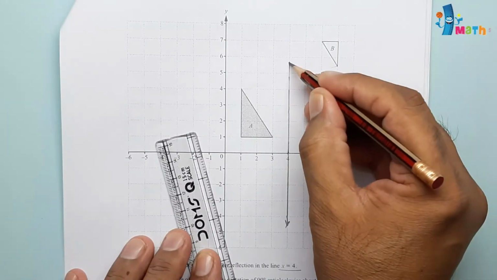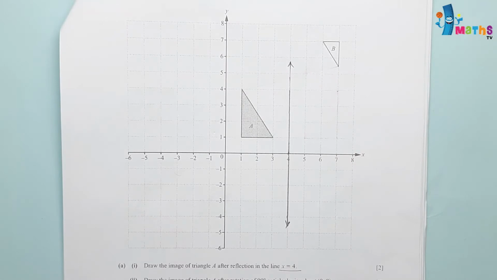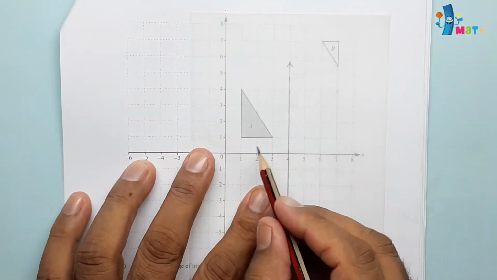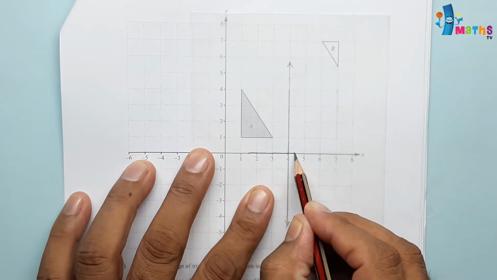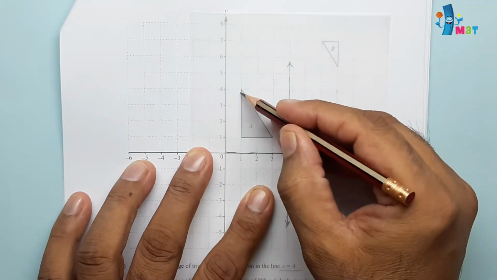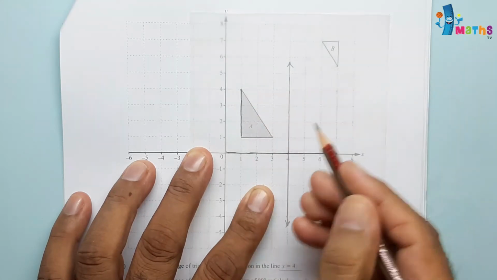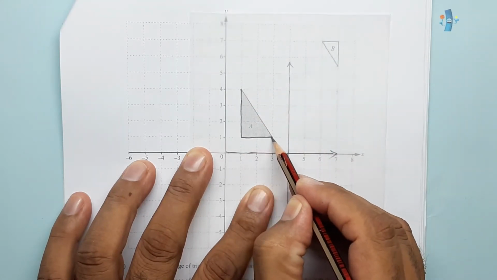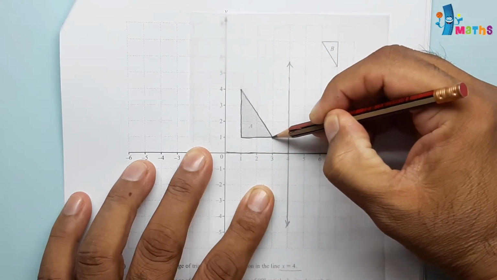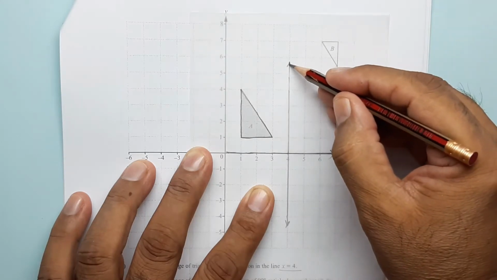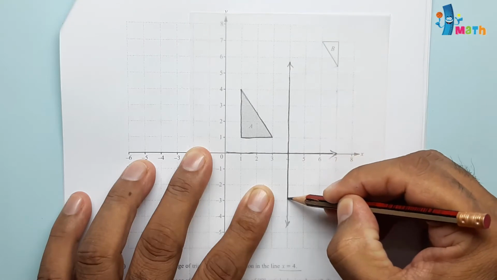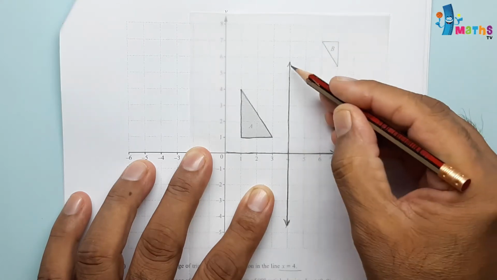After drawing the line x is equal to 4, we can use tracing paper. If we place tracing paper here and draw the coordinate axis, this is the x-axis, and this is triangle A, which we have to mirror. This is basically the line x is equal to 4, and we are roughly tracing this as well.